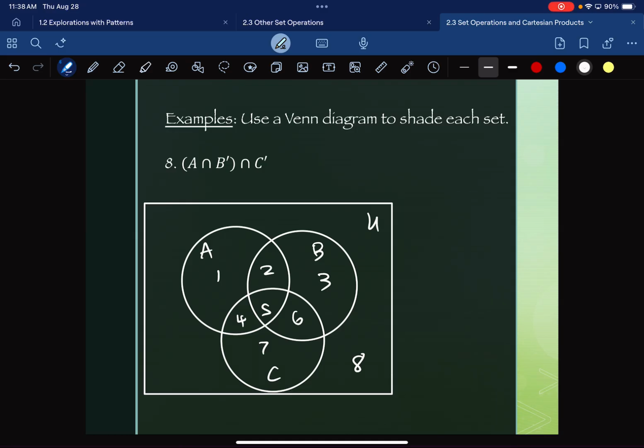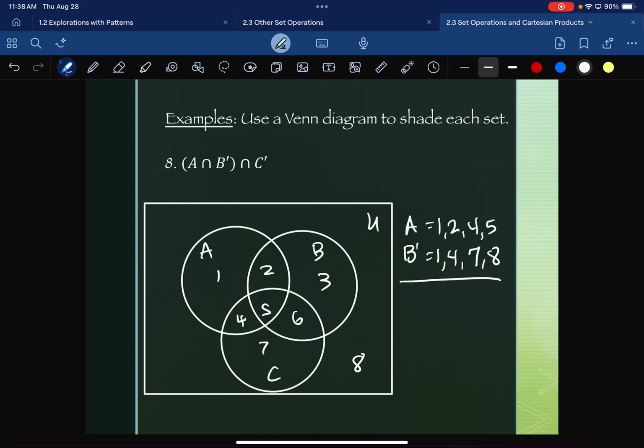And again, I start inside the parentheses. The parentheses have A and B complement. A means just what numbers are in A. So what numbers do you see in circle A? Fantastic. 1, 2, 4, and 5. B complement means the things that are not in circle B. So what numbers do you see not inside of circle B? 1, 4, 7, and 8. Don't forget about 8, right? We want to make sure 8's get included there.